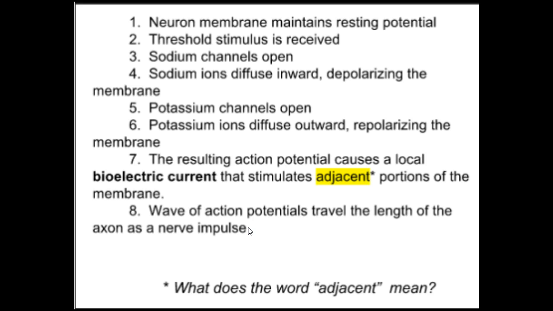Okay, so the neural membrane maintains resting potential. The threshold stimulus is received and the sodium channels open. Sodium ions diffuse inwards, depolarizing the membrane. The potassium channels also open. Potassium ions diffuse outward, repolarizing the membrane. The resulting action potential causes a local bioelectrical current that stimulates adjacent portions of the membrane. So then there's also a wave of the action potentials travel the length of the axon of the nerve pulse.